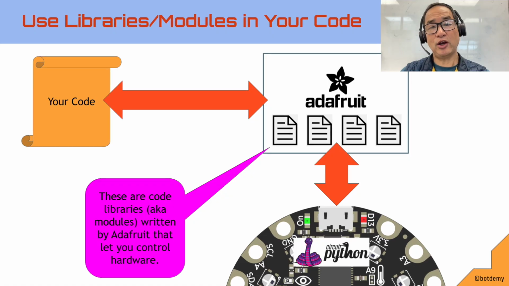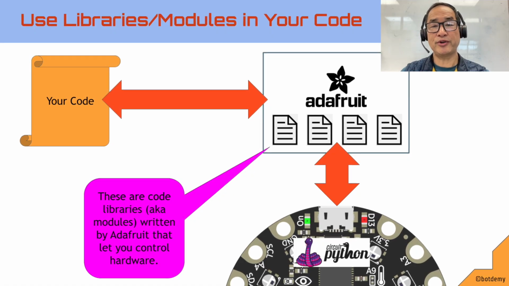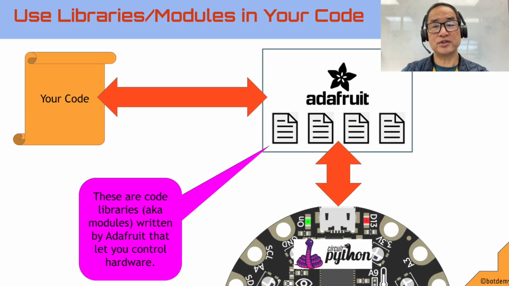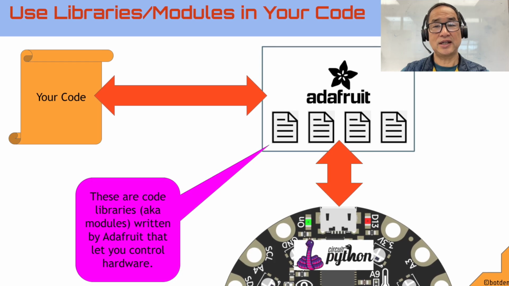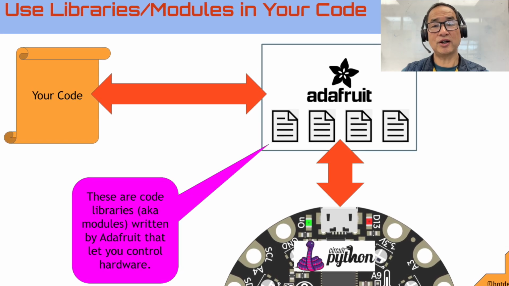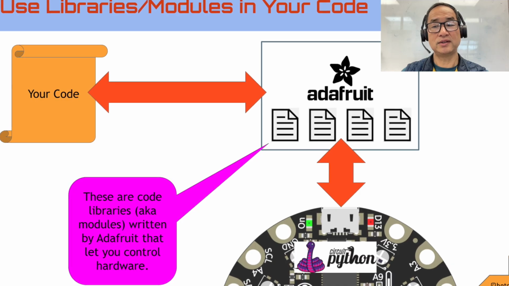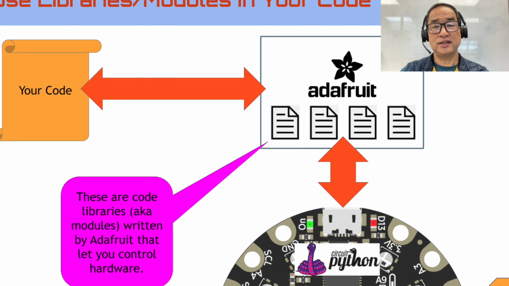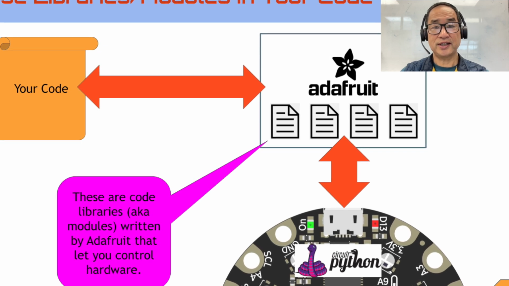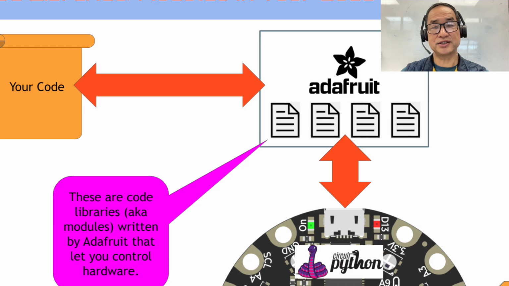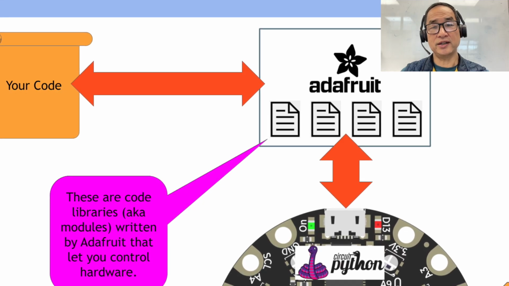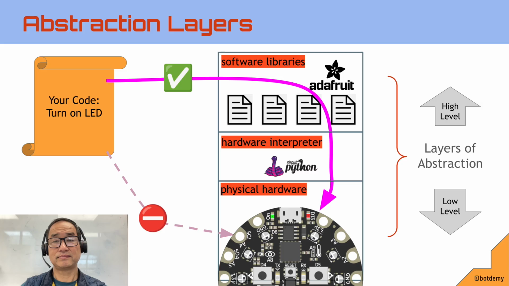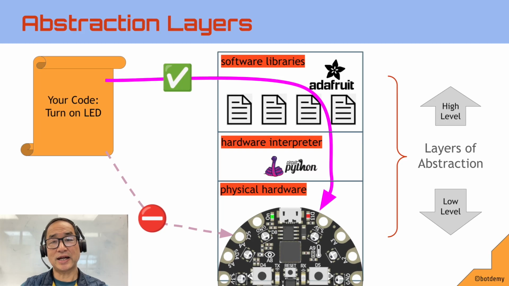Fortunately, the developer of Circuit Playground Express, Adafruit, did all the hard work of writing a bunch of difficult code that lets you control all the components on this board and published them as a library. The CircuitPython interpreter that you downloaded and installed in lesson 1 comes with a few libraries that you can use in your code. This concept is called abstraction.